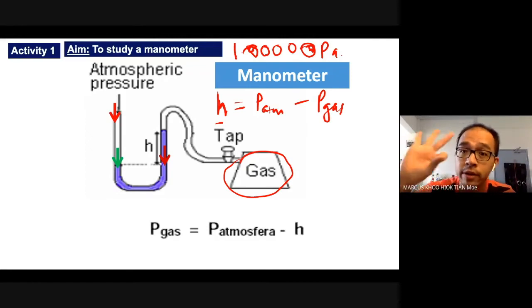So, clear with the three cases. There are only three cases: either both are equal, or gas pressure is winning, or atmospheric pressure is winning. There can be no other way.